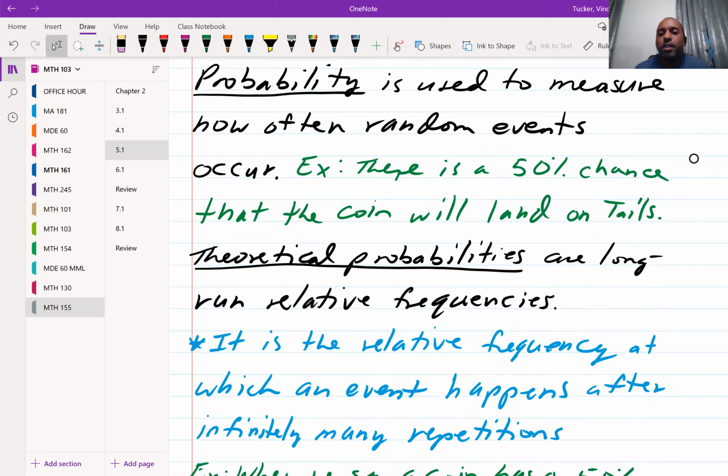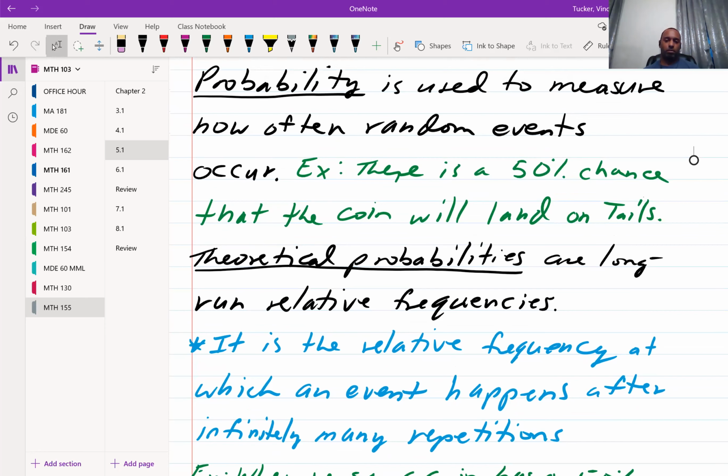Theoretical probabilities are long run relative frequencies. Another way of describing it is the relative frequency at which an event happens after infinitely many repetitions. So we're going to talk about what that means, of course.